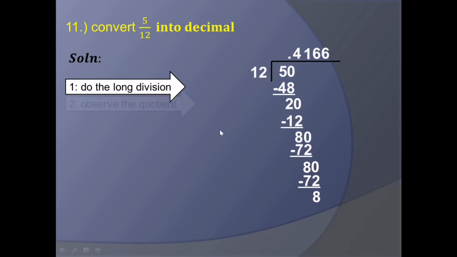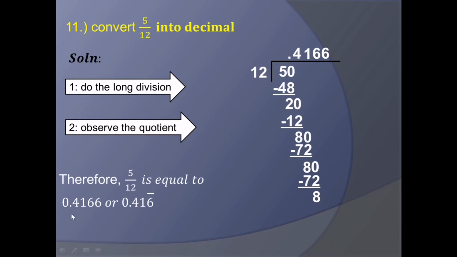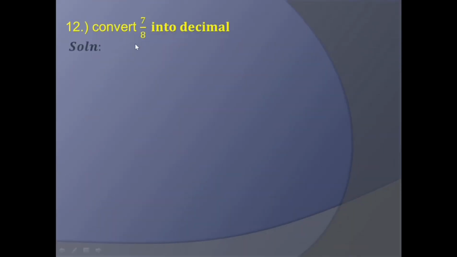In short, as we observe the quotient, we can tell that 5 over 12 is the same as 0.4166 and so on, or 0.416 with a vinculum or uppercase bar, like this. Okay, that is problem number 11. Number 12. Convert 7 over 8 into decimal.